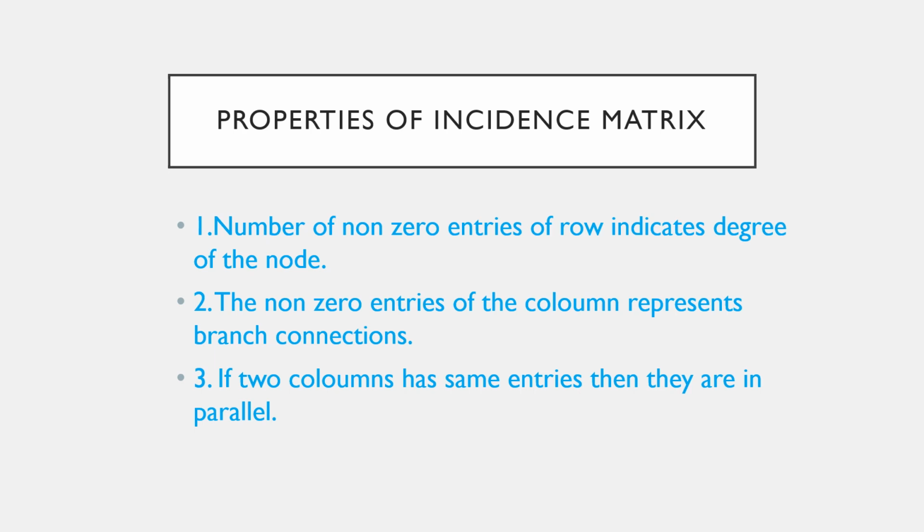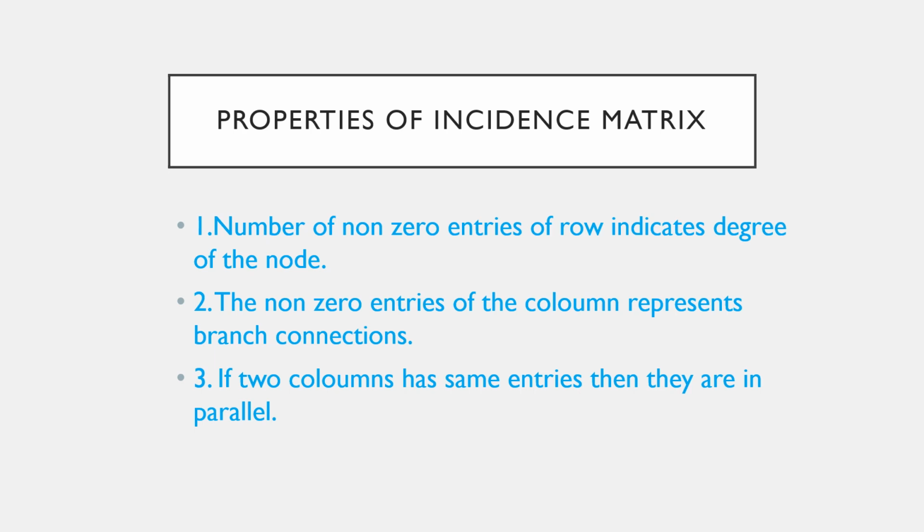And next, the properties of the incidence matrix. There are three properties of the incidence matrix. The number of non-zero entries of a row indicates the degree of the node. The second is that the non-zero entries of a column represent branch connections. And if two columns have the same entries, then the branches are in parallel.